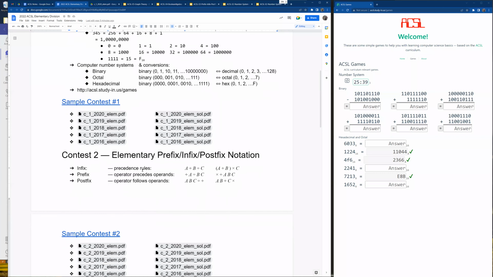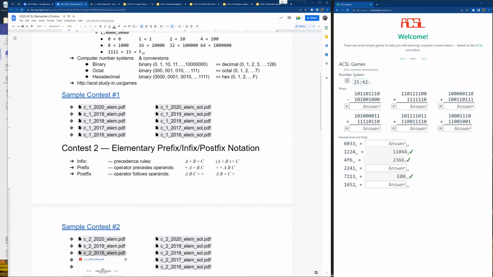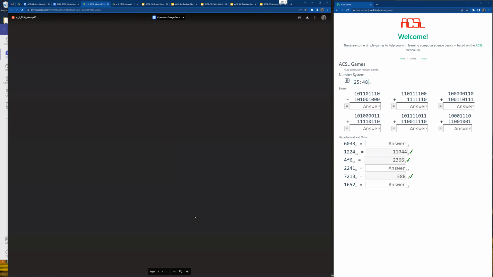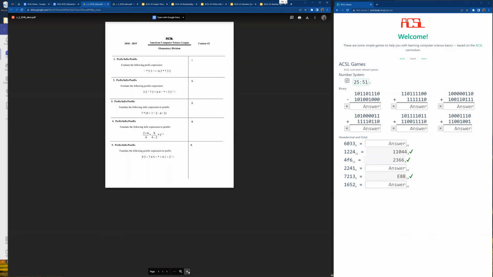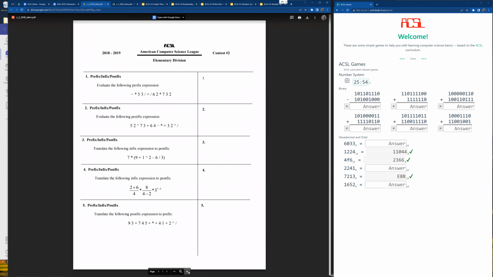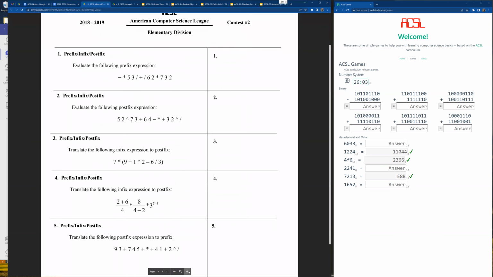In this case, let's pick a problem set and see if we can work one. This is the kind of problem sheet you will have. You'll have 5 problems, and you have, I think, 30 minutes to finish this. The first one is a prefix expression. Do you want to try to solve this one?